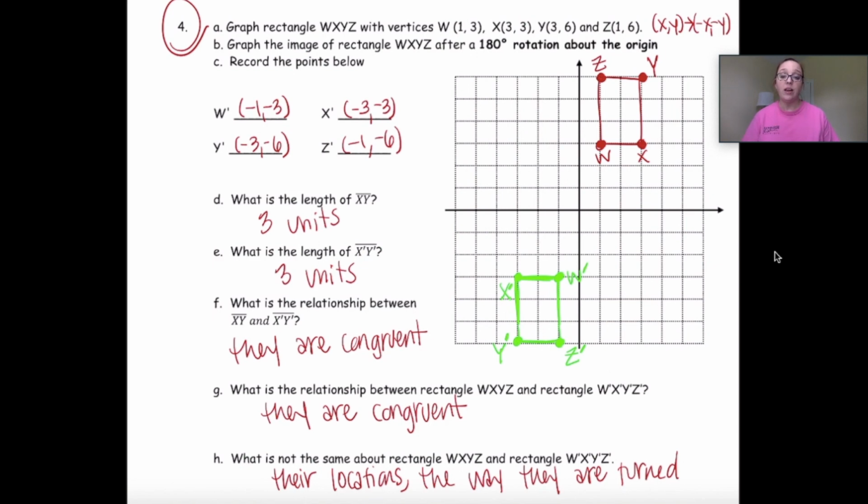The important thing to remember here is that the image and the pre-image are both going to be congruent. What's not the same? Obviously the location of the two rectangles, but also the way that they are turned. So that would be the difference here.